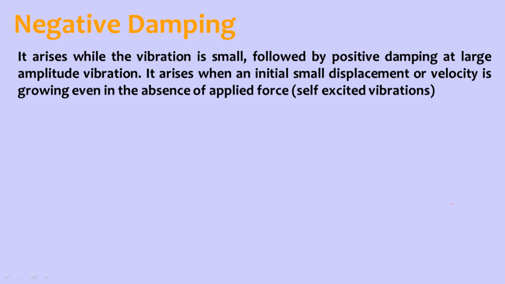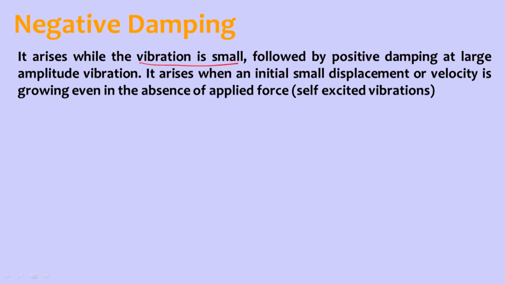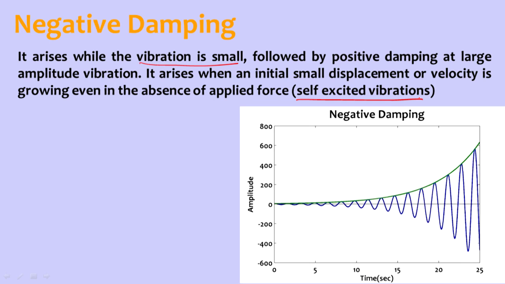Now there is negative damping also. Negative damping means that when vibrations are small, sometimes they are followed by damping which is negative. Negative means the vibration amplitude increases. That means it is something like self-excited vibration. You can see here, the vibration starts in a small range and then suddenly it increases. Most of the time the system is unstable.